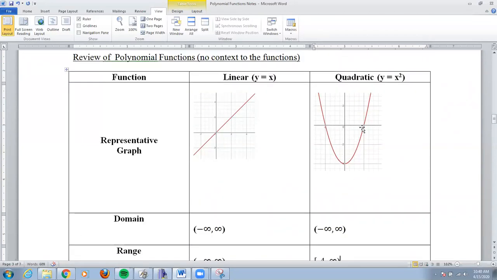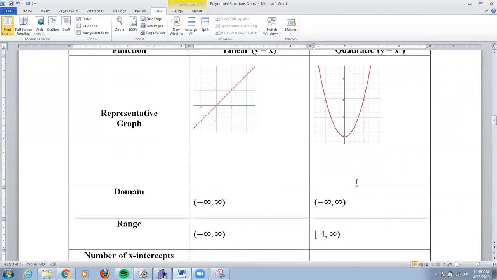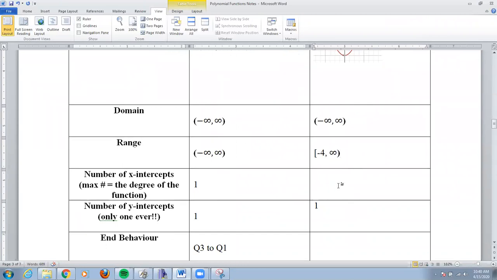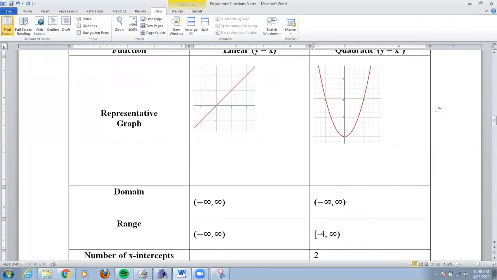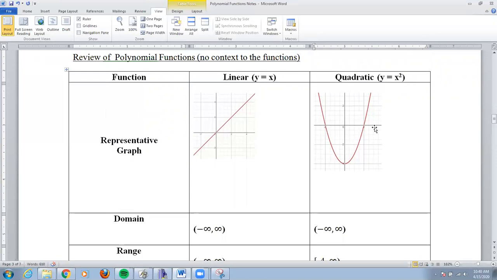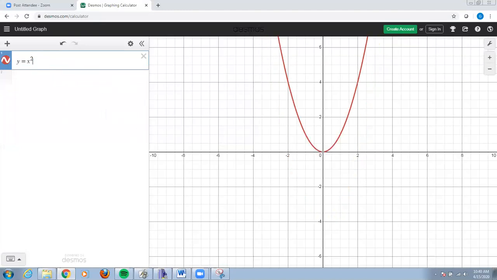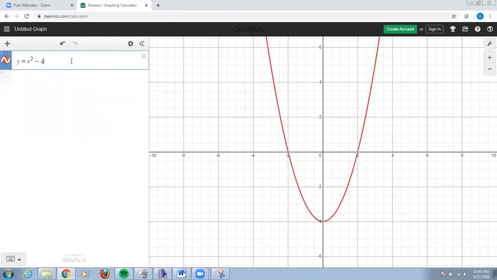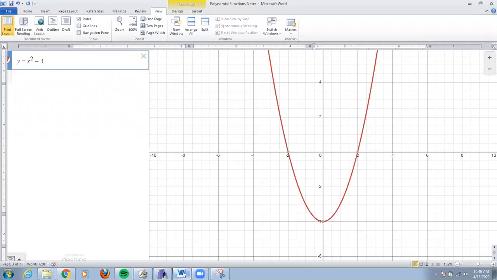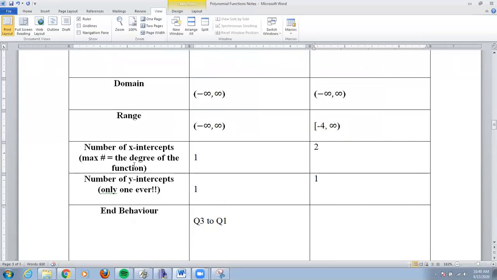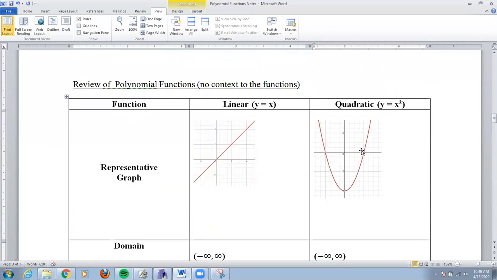Okay, so how many x-intercepts? Well, this graph clearly has 2. Again, it's degree 2, so there should be 2. But of course, if we go back to Desmos, if we took away the -4, then you would see that this would just have 1. So again, back to the notes, the maximum number of x-intercepts is the degree of the function. So it could have 2, or it could have 1. It could also have none.